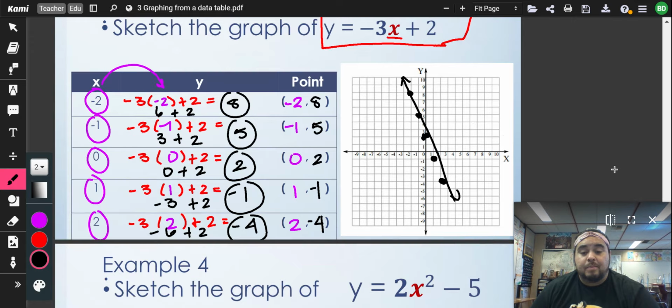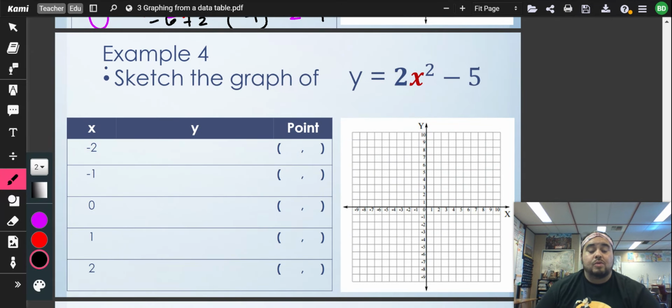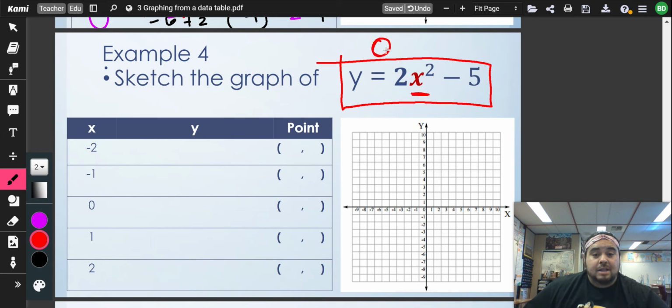Our next example is going to be y equals 2x squared minus 5. So again, we're looking at this equation and we're going to make a guess about what the graph is supposed to look like. Now, you can tell by x squared that this is quadratic. And so it's going to be a U shape called a parabola. So the graph is going to look something like that.